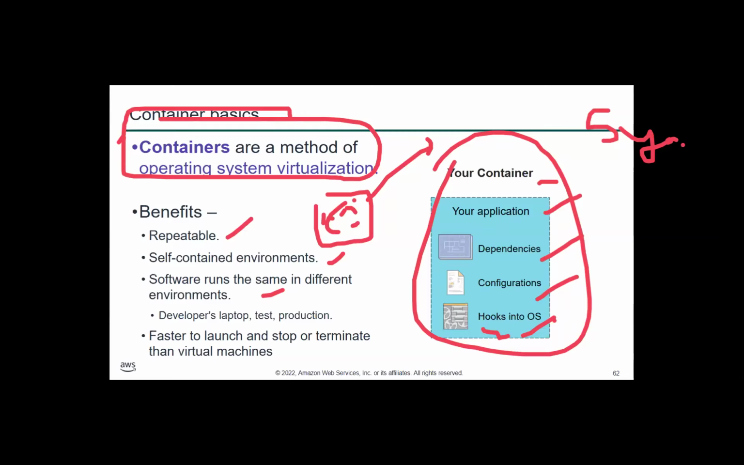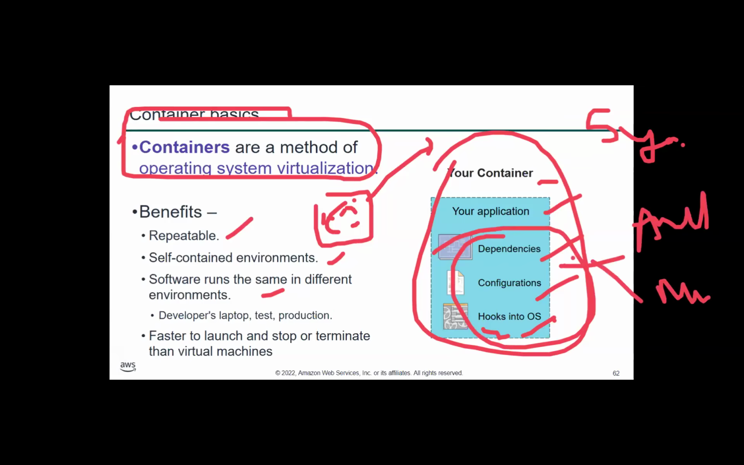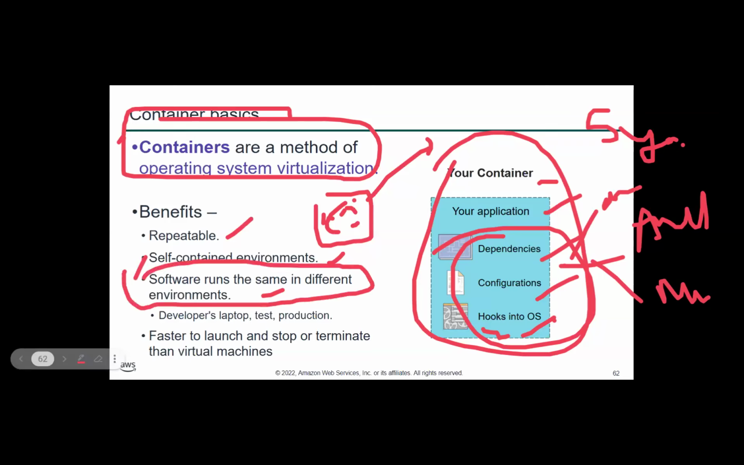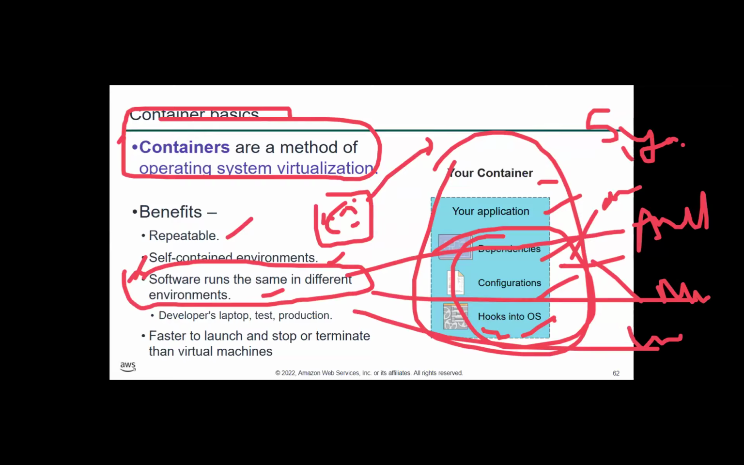Now that's the best example, because when we design the application itself, we are putting all the files necessary to run in Android, in Mac, and in other OS also. So software runs the same in different environments. Environment means the Android or Mac or OS, like Windows or Linux, whatever it is. Even though the environment is different, it will run.